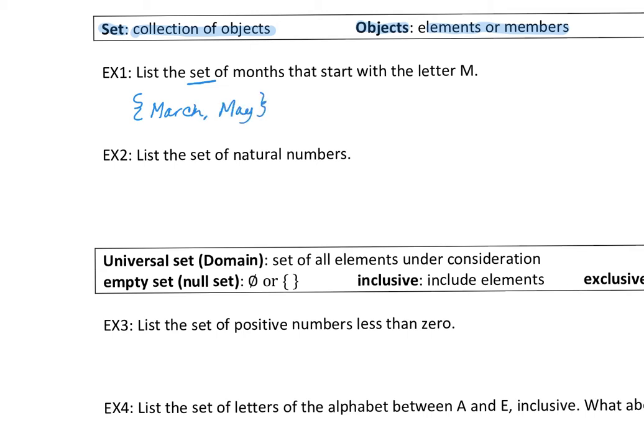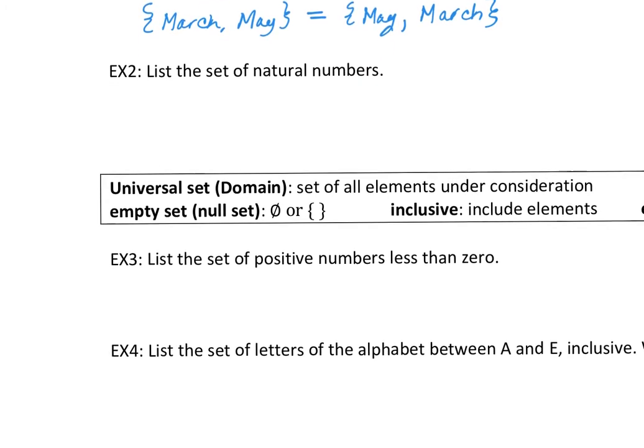Now, if you can list all the elements of a set, then the order doesn't matter. I could just as easily have written May first, and then comma, so we use a comma to separate our elements, and March. Notice that these two sets have the exact same elements. They both have March, they both have May. So we can actually say that these two sets are equal. They have the exact same elements. So order doesn't matter if you can list all the elements, but if you cannot list all the elements, then order does matter because you have to establish a pattern.